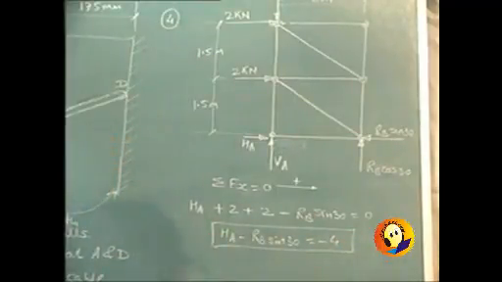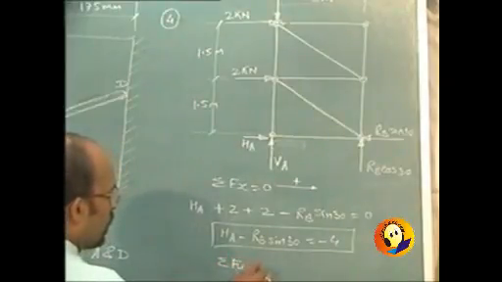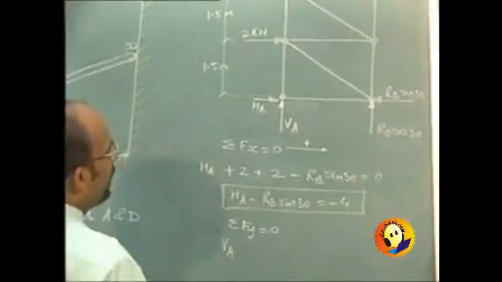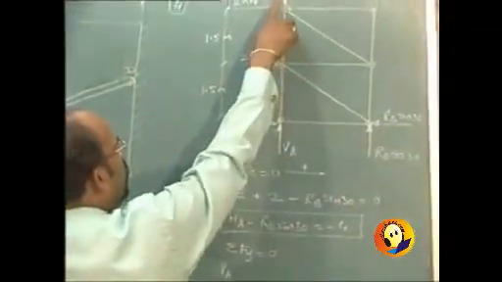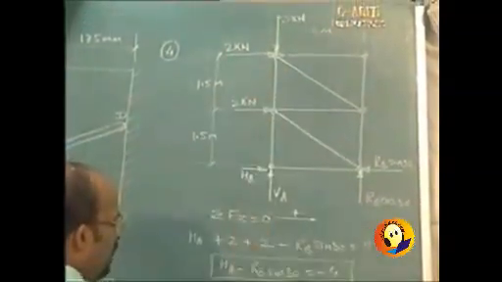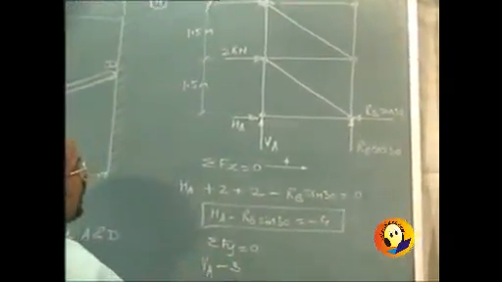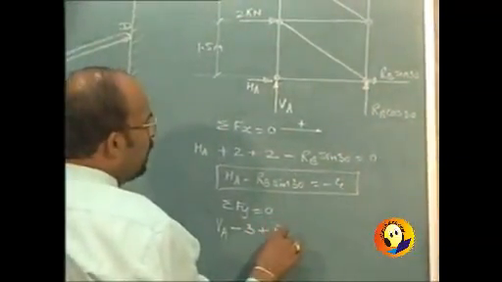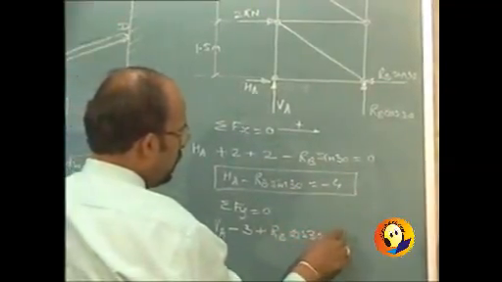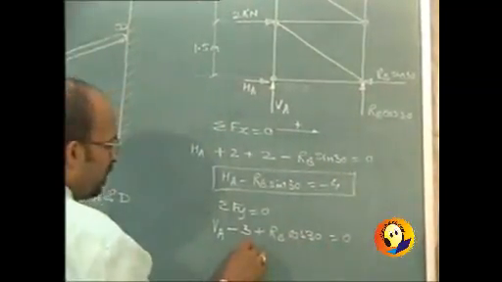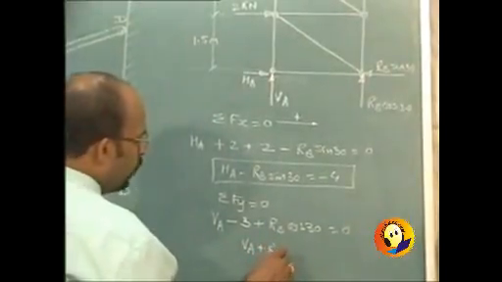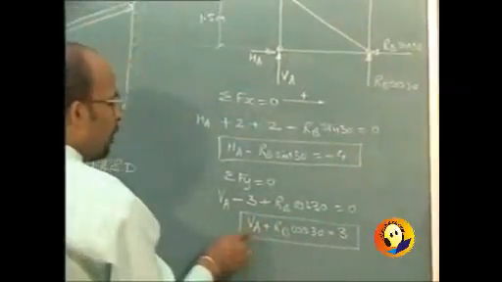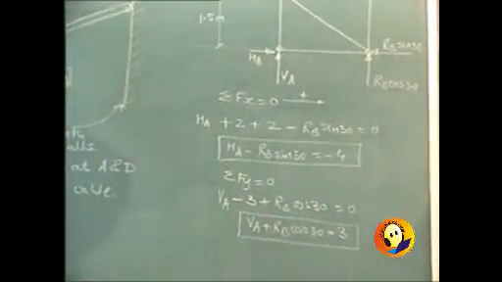As we write sigma Fy equal to 0, we have vertical force VA, which is reaction acting upwards. The 3 kilonewton force which is acting in the downward direction, as well as the vertical force at point B, reaction, that is RB cos 30 is equal to 0. And so we get the equation as VA plus RB cos 30 is equal to 3. We are still continuing with the three unknowns, HA, VA and RB.